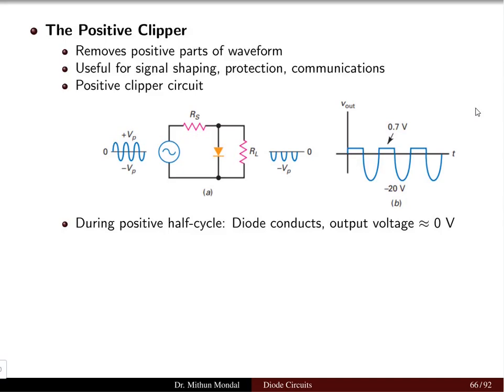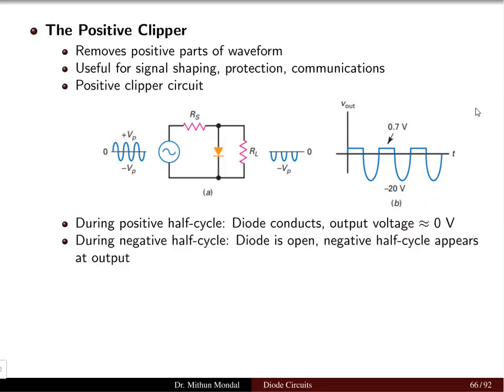When we give the positive half cycle, the diode will conduct because it is forward biased, and the output voltage will be 0 volt. Practically it is 0.7 volt because you have a certain threshold forward bias voltage. When we talk about the negative half cycle of the input voltage, the diode is open, reverse biased, and the negative half cycle appears across the output. So we can say that the positive clipper is removing the positive part of the waveform, keeping the negative part.